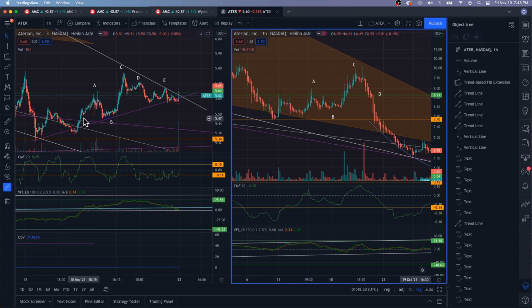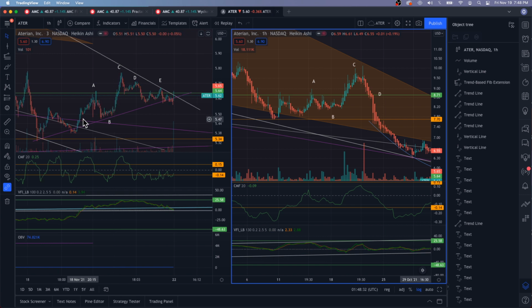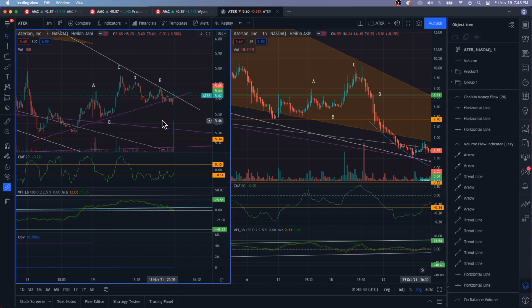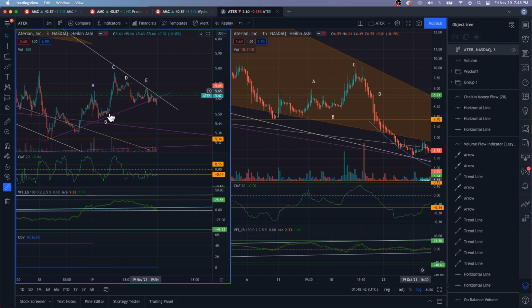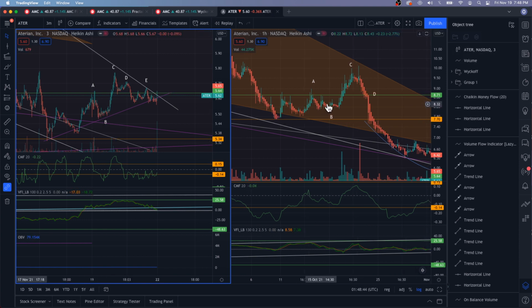And fractals, remember, they don't have to play out one to one. They almost never do because volume is different. The volume here is different than the volume that was going on here. And this is on a smaller time frame. This is happening over like several days, okay? Yeah, this is like what, 2 days? And this is 1, 2, 3, 4, 5, maybe 6, 7 trading days.